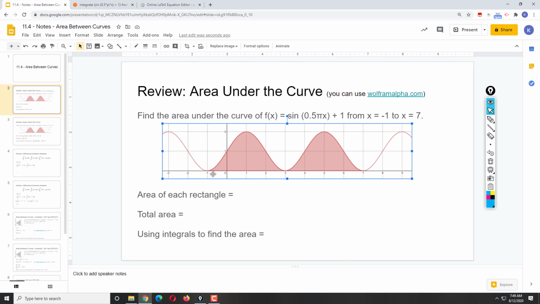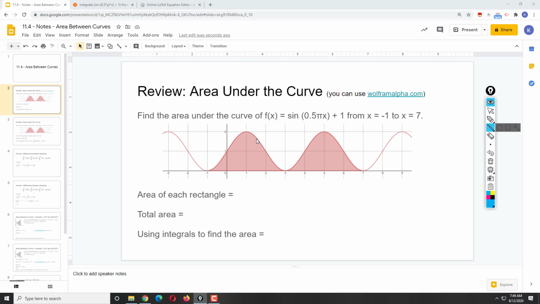It looks like 2 full periods of a sine curve. All of them are above 0 because we have the plus 1 in our f of x. And we're going from -1 to 7. To figure out the area, we want to find the area of each rectangle. Each rectangle looks like this. Each rectangle is very narrow.